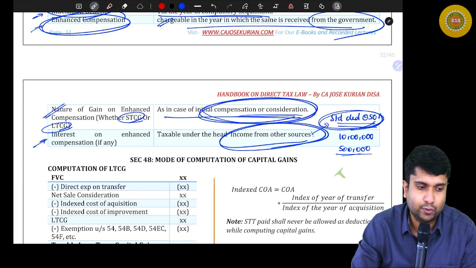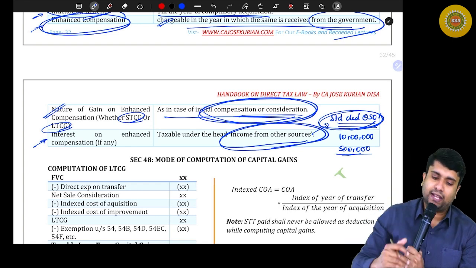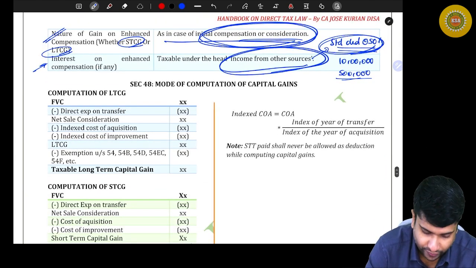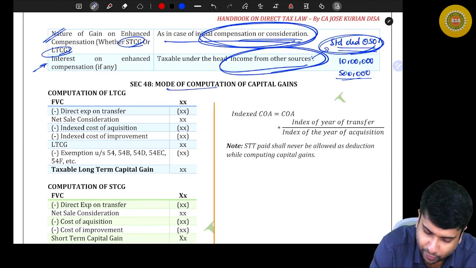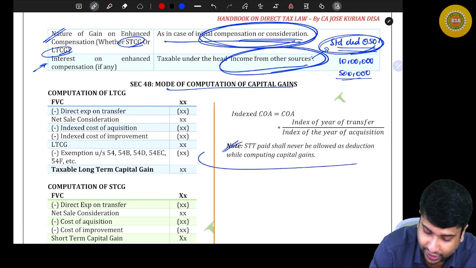So this is how you have to compute the effect of enhanced compensation in the Income Tax Act. These are the two other theories which were pending yesterday, so we have completed that. And mode of computation of capital gain, indexation, etc., we have already done. And there is one point that you have to be careful about.